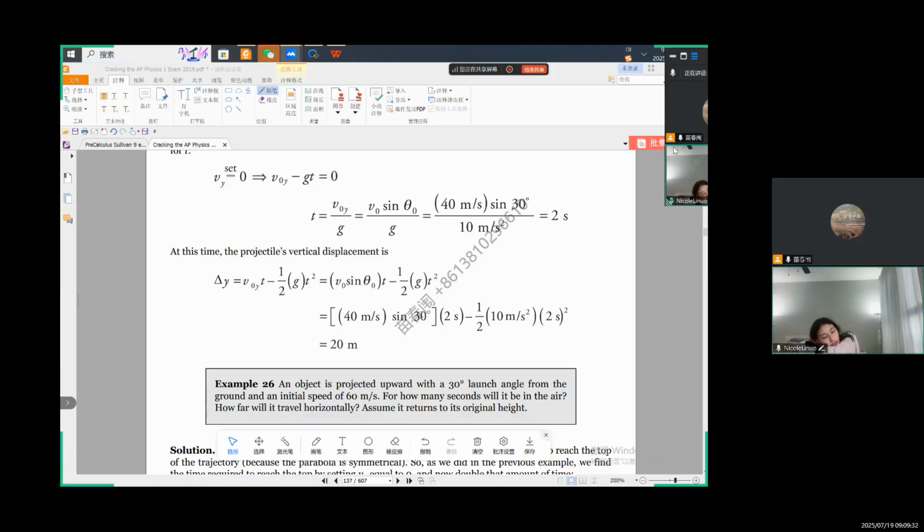Is it 3 and 45? 3 and 45. 3 is the time, right? Yes, like seconds. But then 45, I'm not super sure about the travel horizontally. Wait, 3, you're using basically what we learned before, right?